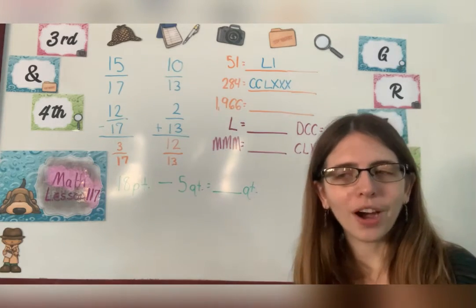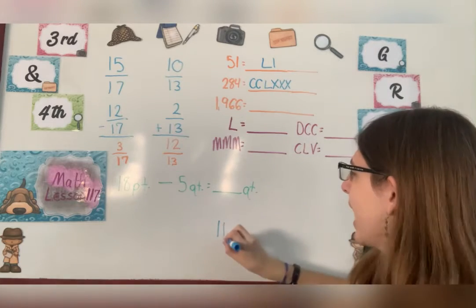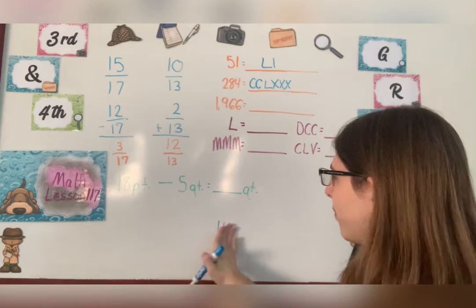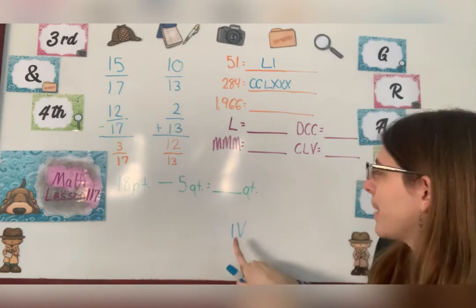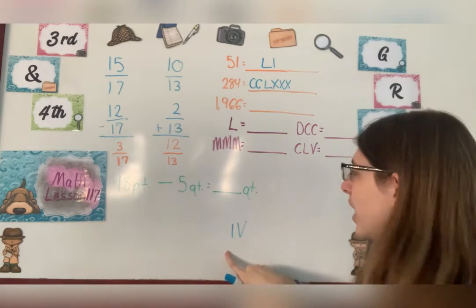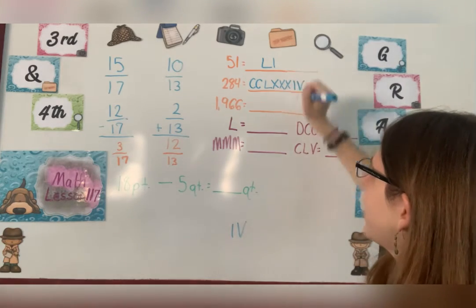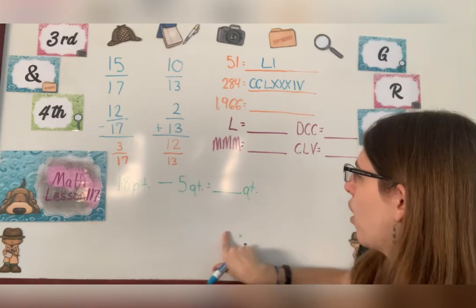Now I need the 4. Well, I know that I is 1, but I can't have more than 3 of those. So how do I make 4? Well, I take 5 and I put the 1 in front of it because a smaller number in front of a larger number means subtraction. 5 minus 1 is 4. So IV for 4. Okay, let's look at the last one.